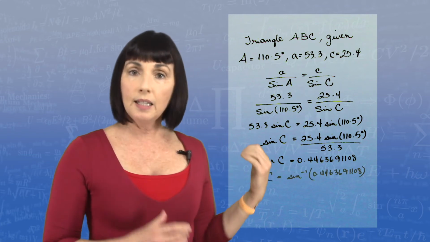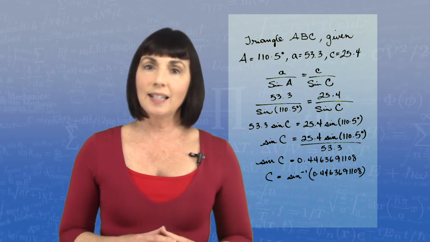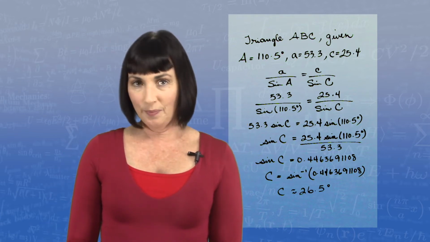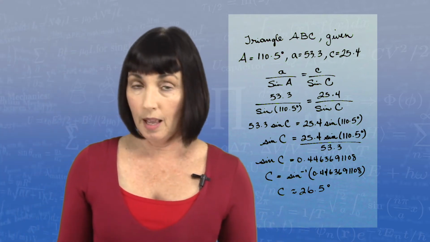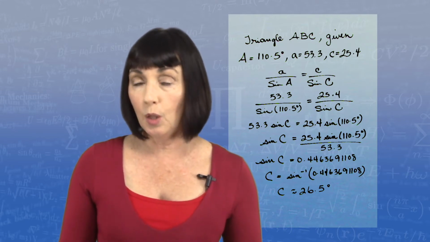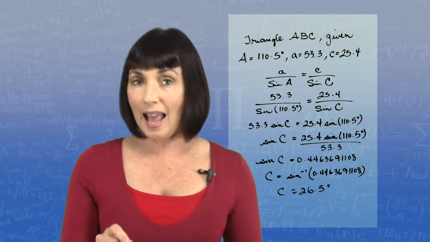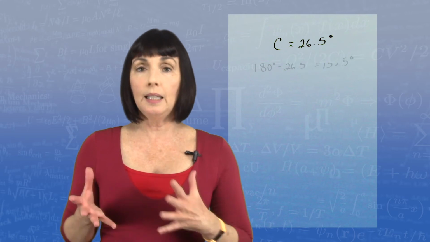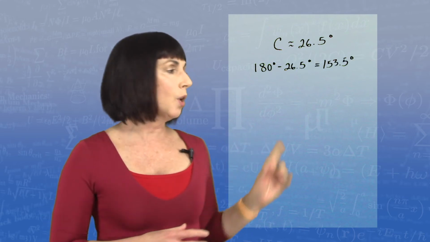So we will get that C is equal to the inverse sine of that value, and that gives us that angle C is approximately equal to 26.5 degrees. Now, the inverse sine function finds the acute angle. There's also an obtuse angle with that same sine value, and it will be the supplement of the angle we just found. So the other angle possibility is 180 degrees minus 26.5 degrees, which gives us 153.5 degrees.